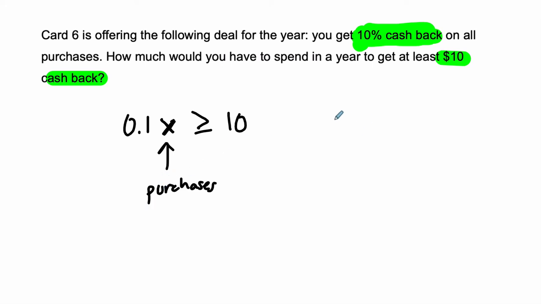It's a one-step equation. How do we do that? 0.1X has got to be greater than or equal to $10. We divide both sides by that coefficient, 0.1, and this will tell us the answer. So the amount we have to spend, it's got to be greater than 10 divided by 1/10, which is $100.